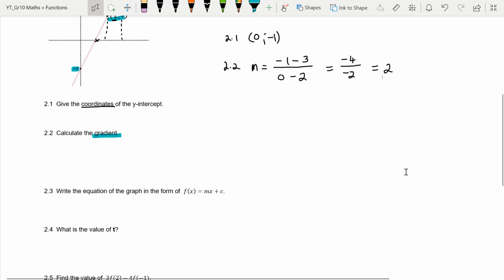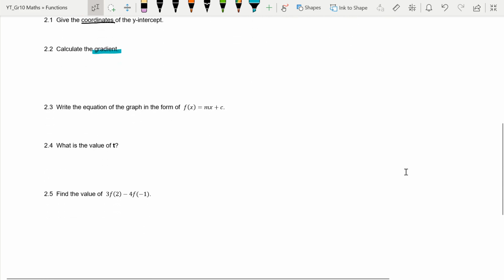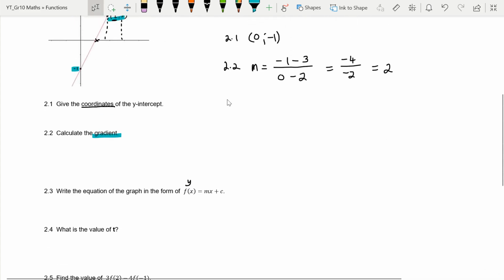Oh, there's 3 more. Write the equation of the graph in the form, well, that just represents our y, right? They just labeled this one f of x. So y is equal to mx plus c. We can do that too because we have all the information that we need.